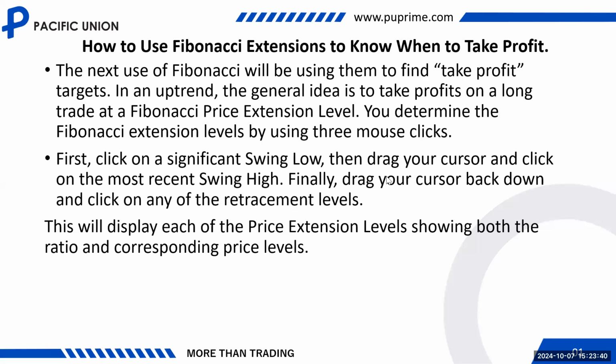First of all, click on the significant low, then drag your cursor and click on the most recent swing high. Finally, drag your cursor back down and click on any of the retracement levels. This will display each of the price extension levels, showing both the ratio and corresponding price levels.